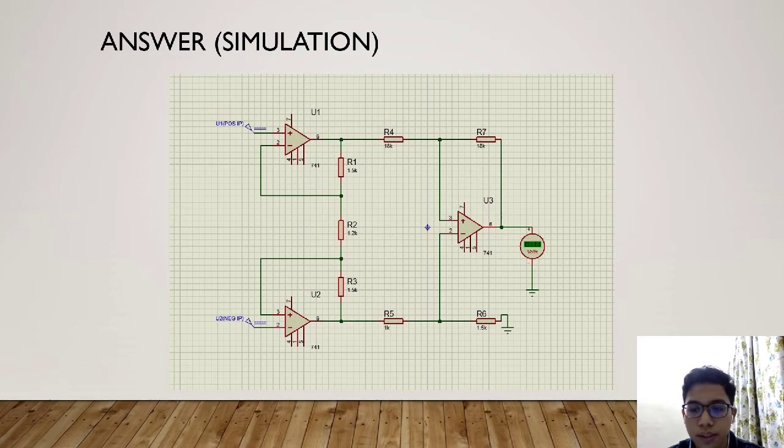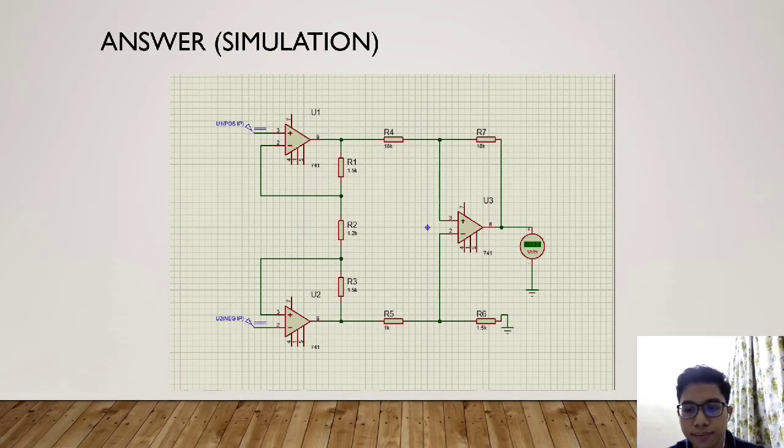Alright, so next is the simulation for question 3. We are required to configure the circuit as shown in figure Q3. In this question, we are using 3 op-amps to configure the circuit. The IC used is the 741, functioning as the op-amp for this circuit.